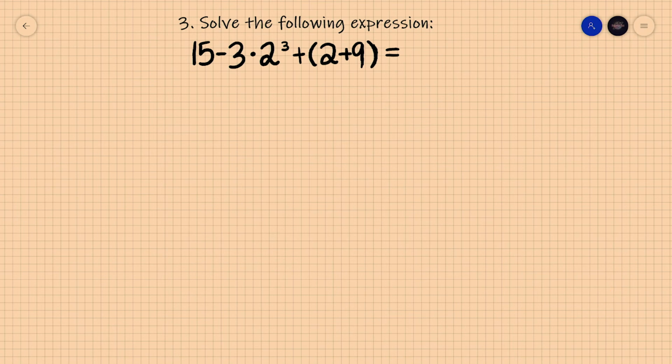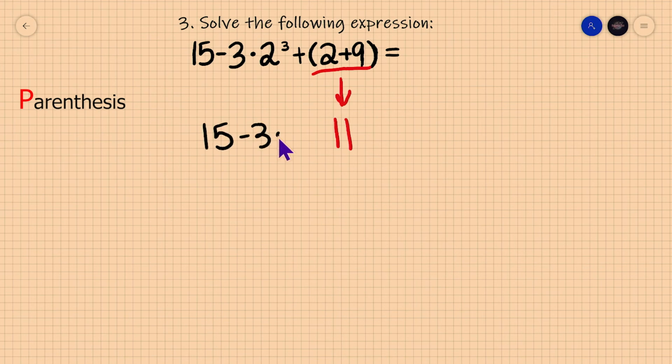Done. So for this one, once again, there is parentheses. So you'd have to do what's in the parentheses, which is 2 plus 9, and that gives you 11. So the equation so far would be 15 minus 3 times 2 to the third power, or 2 cubed, once again, doesn't matter, plus 11. Now, you would not do 15 minus 3. You would have to do the exponents first, which is 2 cubed. And if you do 2 cubed, then you just get 8.